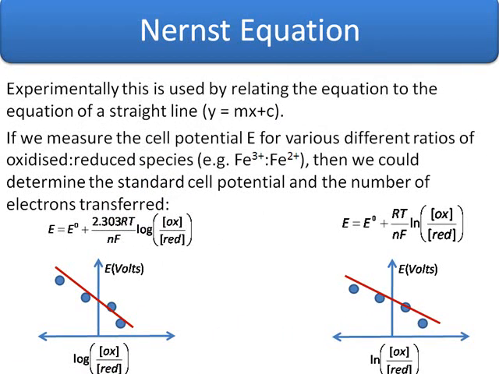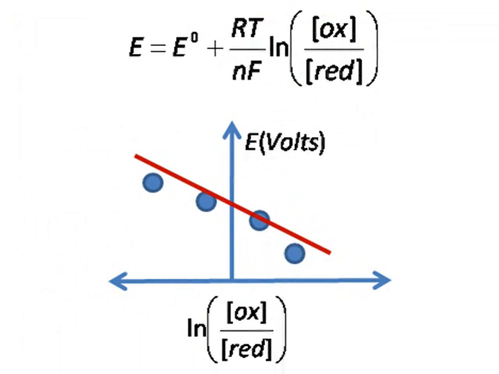If we take the Nernst equation in the form with its natural log, I'll still plot E against the natural log of the oxidized to reduced species concentration ratio. The y-axis intercept will still be E0, but in this case the slope will be RT over NF. So it depends on which one you choose.